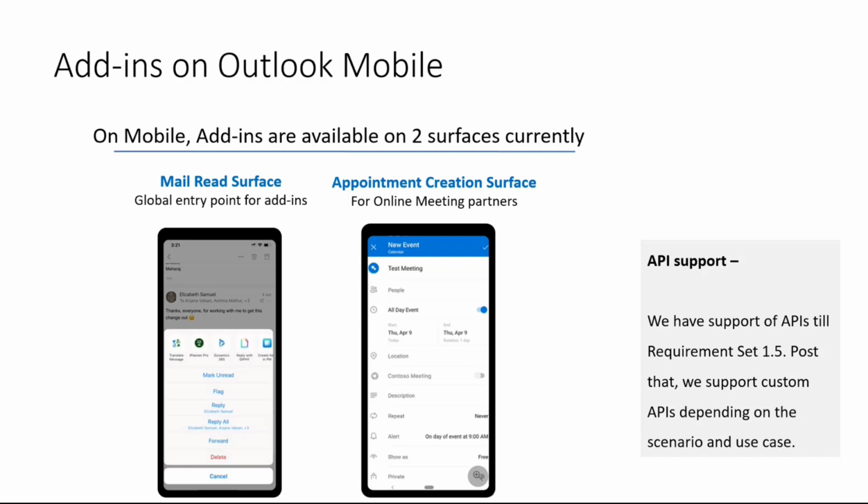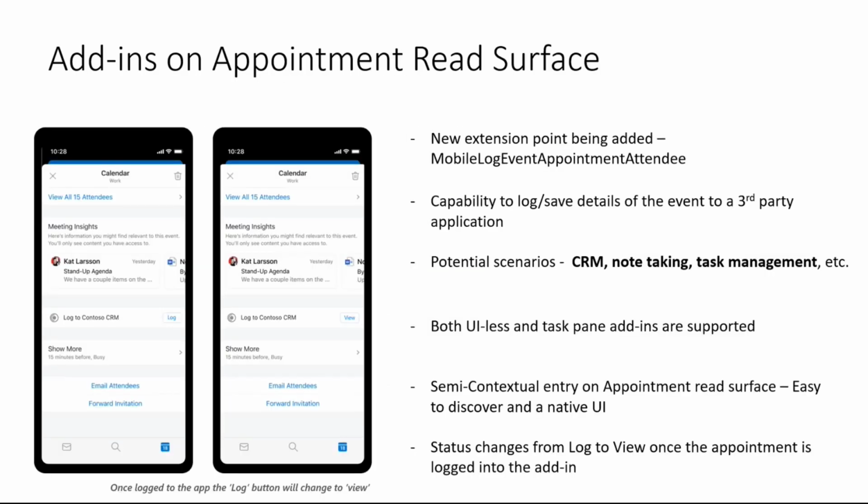And in terms of the API support, currently we have support for API set requirements at 1.5. And post that, we have been supporting APIs depending upon certain scenarios and use cases. So we're not really following the requirement set approach as of now, and being very scenario specific, which makes more sense on Outlook Mobile.